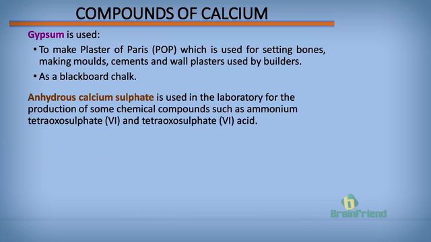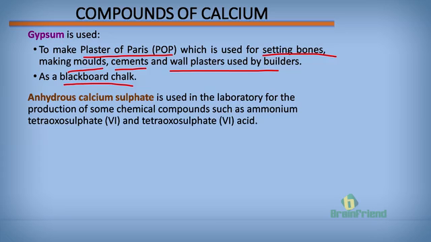Gypsum, of course, which is a hydrated form of calcium sulfate, is used to make plaster of Paris, otherwise called POP. And this plaster of Paris, of course, in the medical world, is used for setting bones. Gypsum is also used for making molds, cement, and wall plasters used by builders. Gypsum is also used as a blackboard chalk.